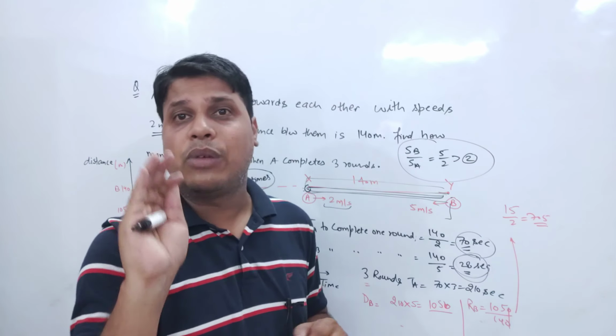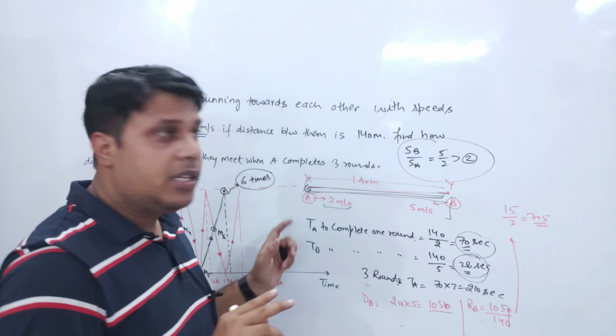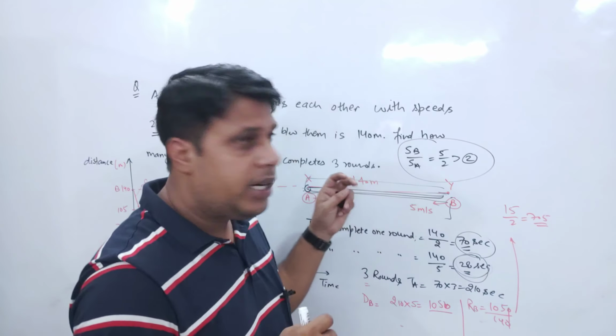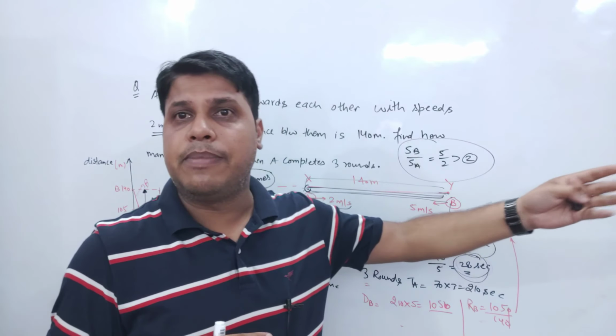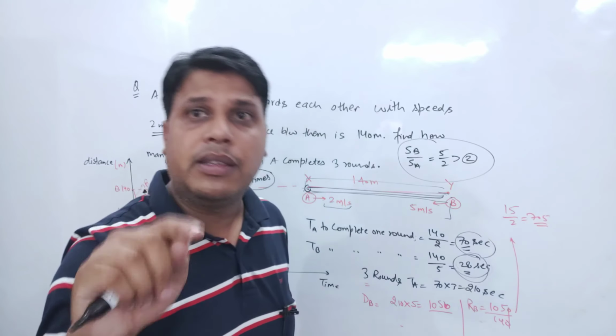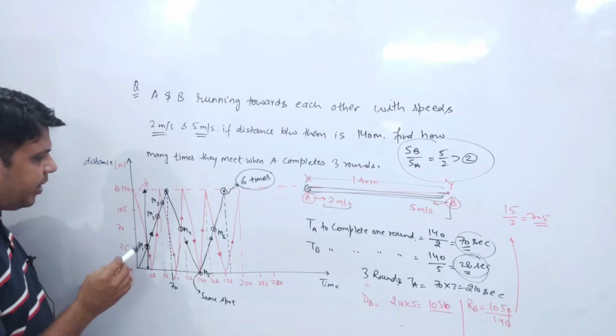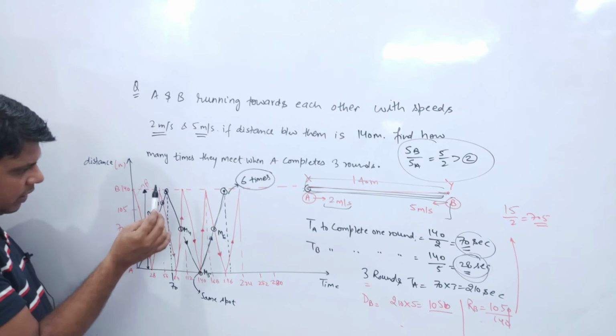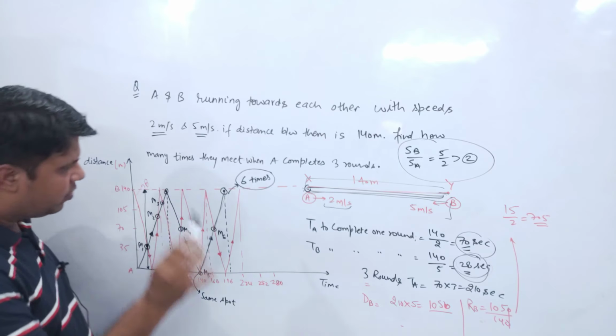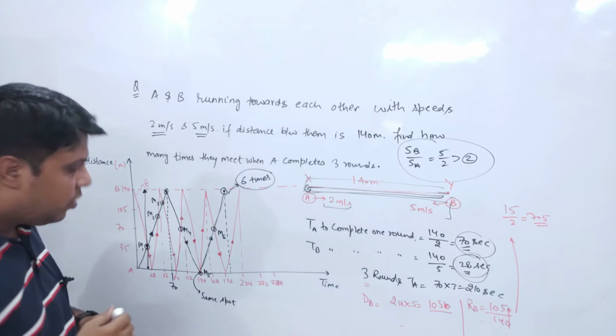But you should know how to calculate the number of meeting points when the speed ratio is more than double also, no matter whether they are starting from the same place or coming towards each other. The important thing to be noticed is that we have to just plot this graph. So how many meeting points did I get? 1, 2, 3, 4, 5, 6. Okay, so they are having 6 meeting points.